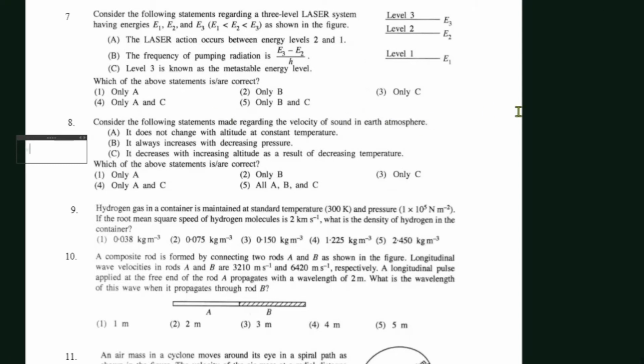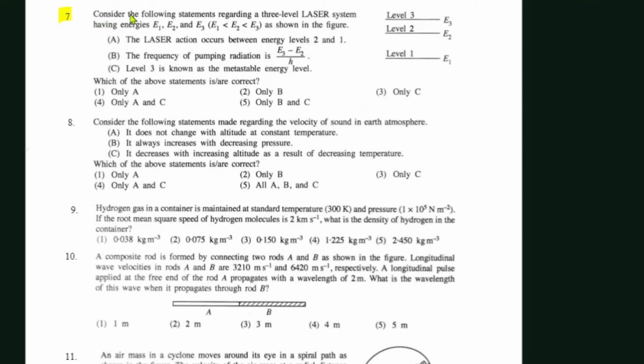Right. So let's go for the next problem, guys. The seventh one, right? The seventh question is related to the lasers lesson, from the waves and oscillations, the final part, the laser section. So let us move on.